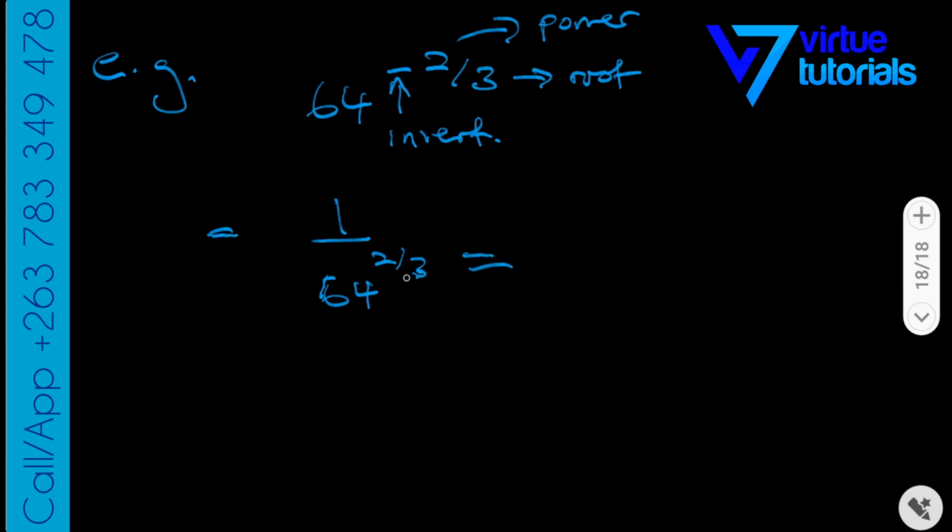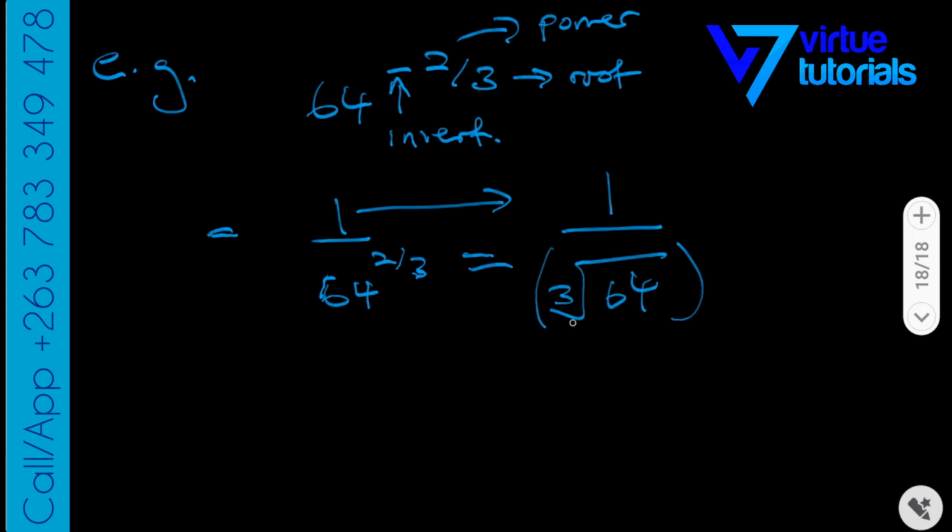After we invert, we then apply these 2 numbers here. 3 operates on the root of 64. Make sure you do not forget that 1. And then 2 operates on the power. So what's the cube root of 64? It's 4. 4 to the power 2 will give you 16. So it gives you 1 over 16. Make sure you do not forget the 1 as you follow through this calculation.